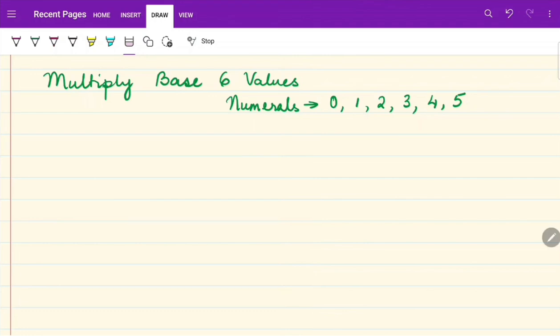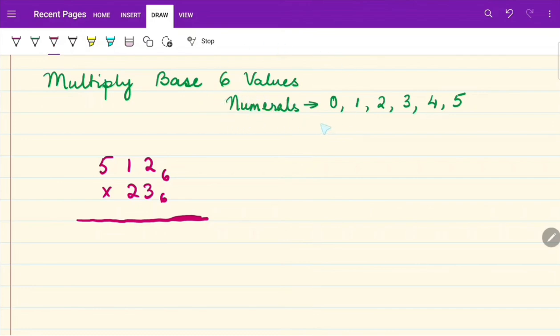For the second example, I'm going to multiply two base 6 values and also show multiplication by double-digit values. So I'm going to choose this number here, 512 base 6 multiplied by 23 base 6. We are going to multiply these two values, but first I want to list the numerals, which I've already done for base 6.